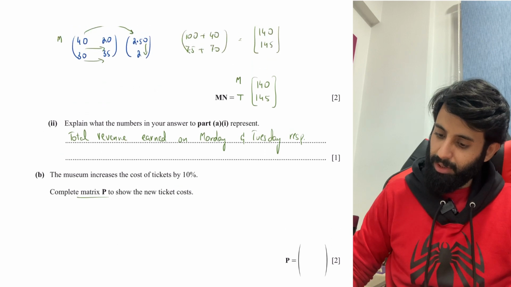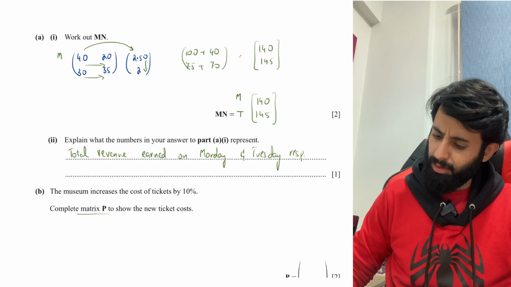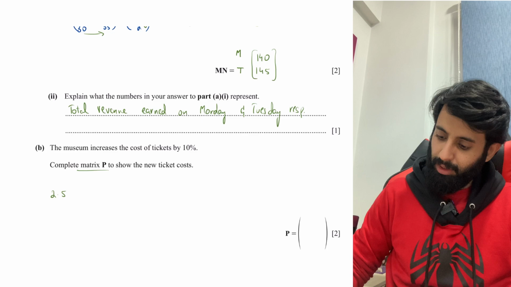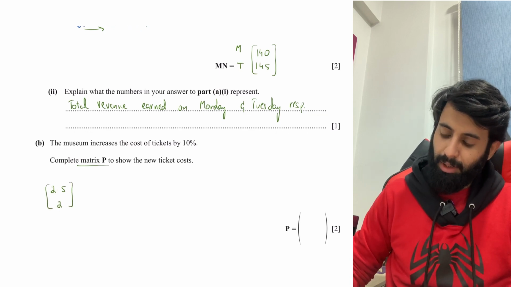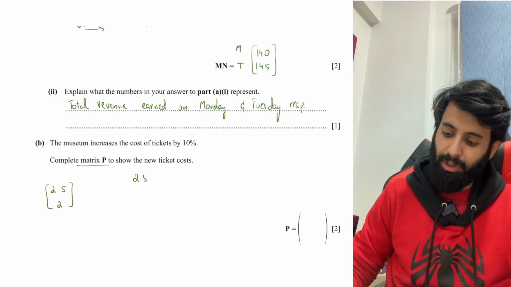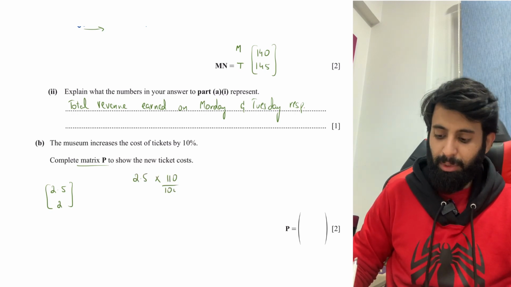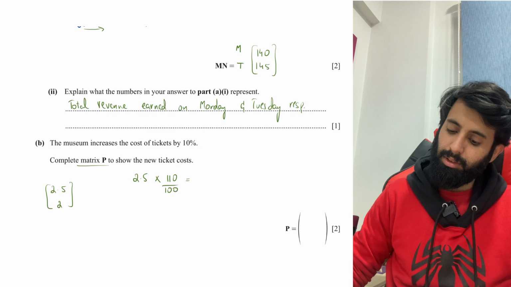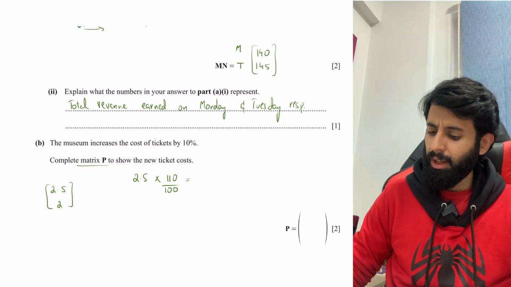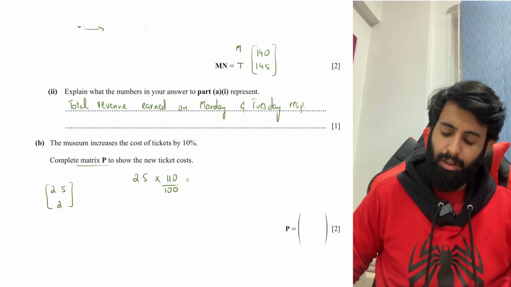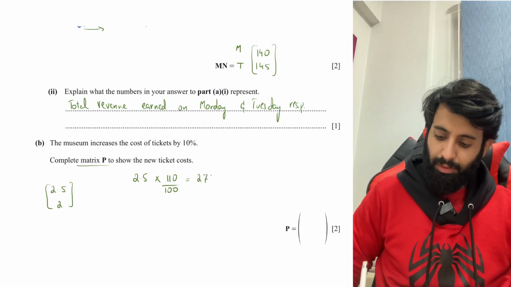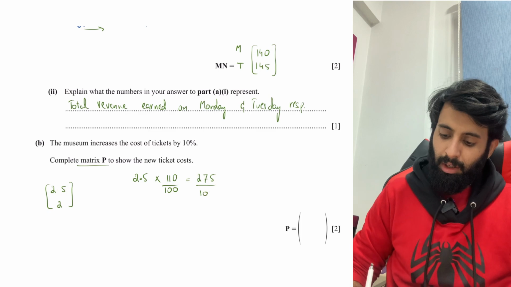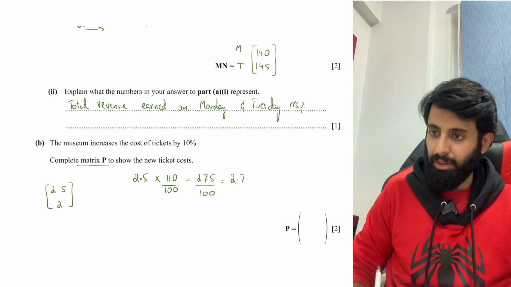So complete matrix P. Originally the cost of the tickets were 2.5 and 2. If you're increasing them by 10%, you'll do 2.5 multiplied by 110 upon 100, because that's how you increase anything by 10%. Do we have to use a calculator? Maybe not. 2.5 times 110, so 25 times 110 is 2750, so that's 275. You can just play around with the decimal over 100. So 275 over 100 is basically 2.75. There you go.